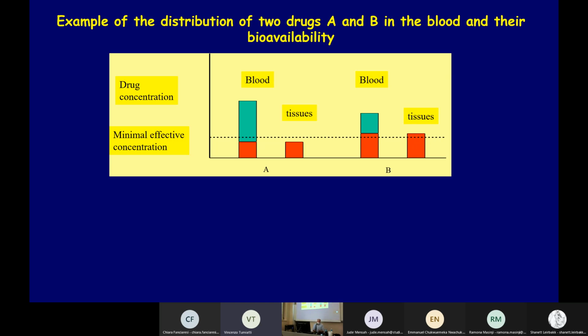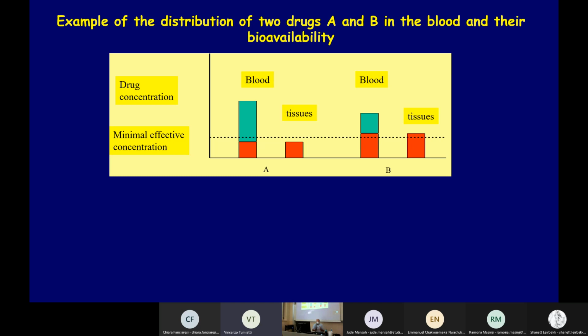I mean, we take 1 gram of aspirin, for example. The minimal effective concentration, for example, is 100 milligrams. Okay, perfect. So I take 1 gram. We need 100 milligrams, but we need 100 milligrams of free drug, not bound drug. So when we measure the level of aspirin inside the blood, we have to search only the free drug concentration, not the bound drug.